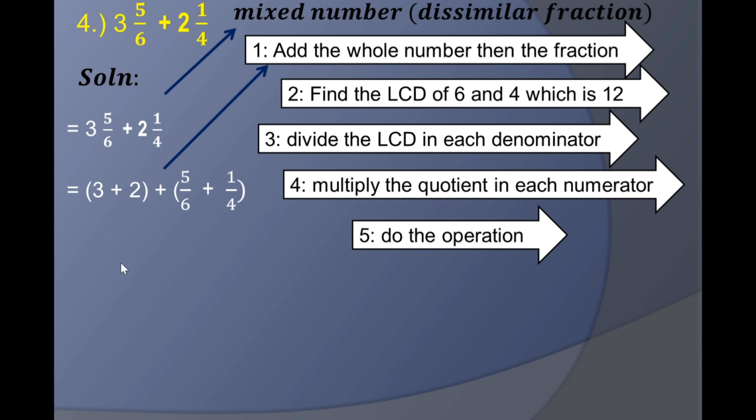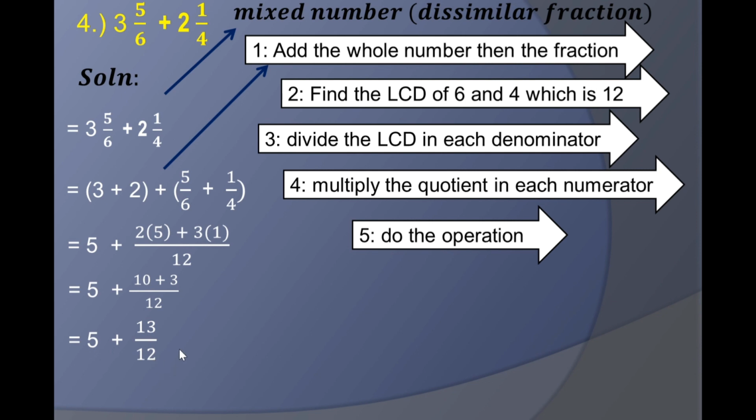Then 3 plus 2 is 5. In this case, we're going to divide the LCD. So 12 divided by 6 is 2. Then multiply to 5. 12 divided by 4, that is 3, multiply to 1. So that is the third step. Then right after that, 5 plus, this is 10, this is 3. So that is multiply the quotient. Then do the operation. So 10 plus 3 is 13. That's why 5 plus 13 over 12.